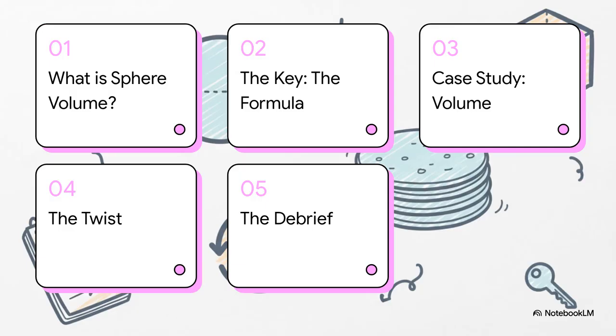So, here's our game plan. First, we'll nail down the basics. Then, we'll get our hands on the key, the formula itself. After that, we'll dive into a case study, throw in a little twist just for fun, and wrap it all up with the most important takeaways. It's kind of like a 5-part mystery, and we're going to solve it together.